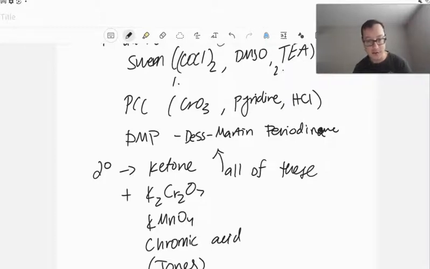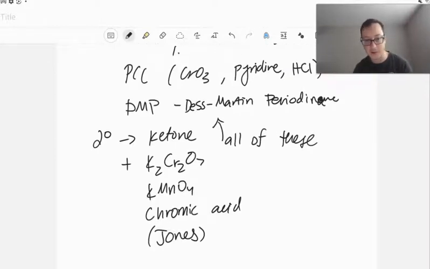Because remember, if you use any of these kind of secondary ones on a primary alcohol, you get the carboxylic acid, because they are more aggressive oxidizing agents.